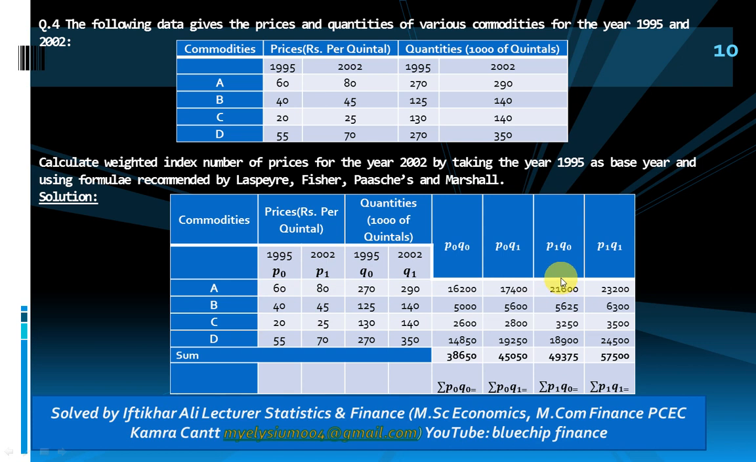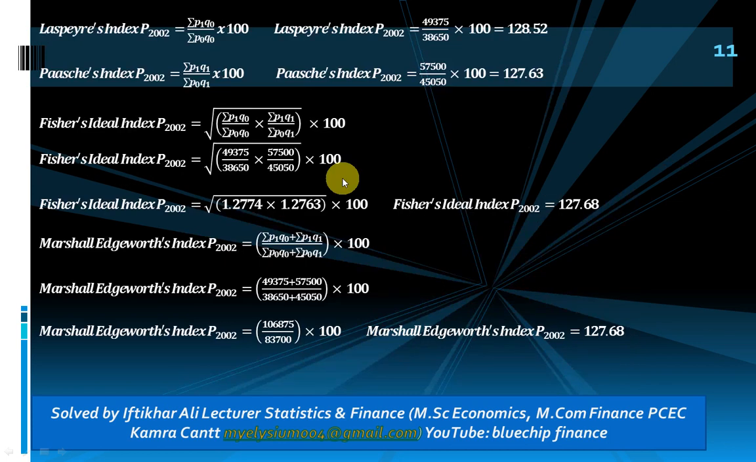Similarly, we can calculate P1 Q0 and P1 Q1, and after taking the sums, as you are seeing here, sum of P0 Q0 is 38650, P0 Q1 is 45050, P1 Q0 is 49375 and P1 Q1 is 57500. Now we are going to put these into the formulas for Laspeyres, Paasche, Fisher and Marshall. So here are the formulas: sum of P1 Q0 divided by sum of P0 Q0 multiplied by 100.